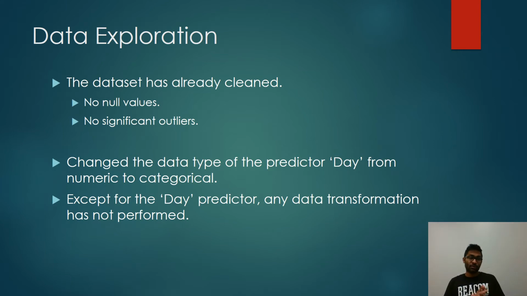The dataset was already clean, but we performed some data cleaning methods anyway. First we checked the null values. We didn't find any. Then we checked outliers. We found some outliers, but nothing significant. But I did change the data type of the predictor day. Day means 1, 2, 3 to 31, so it was numerical. We don't do any calculation on a variable like day, so I changed it from numerical to categorical. Except for that, we didn't do any transformation.